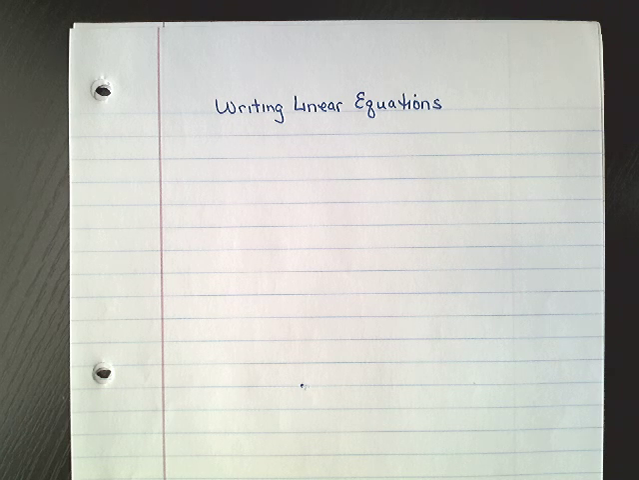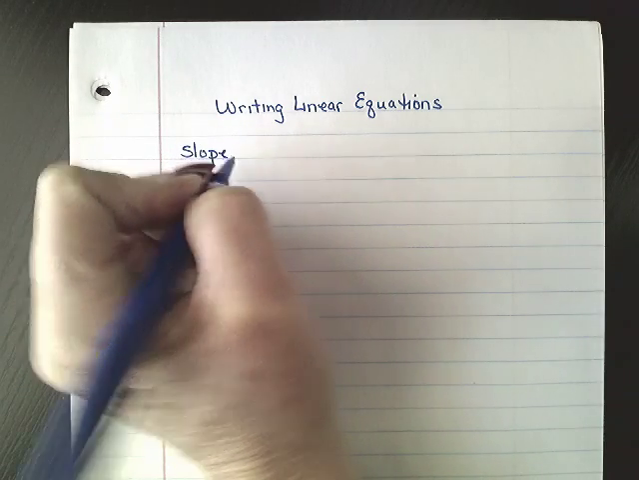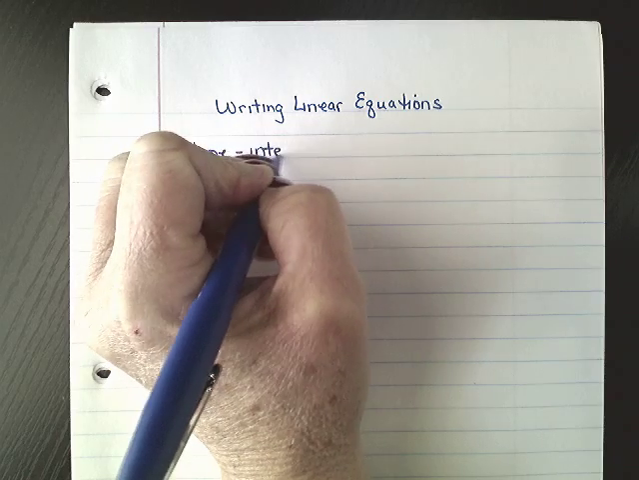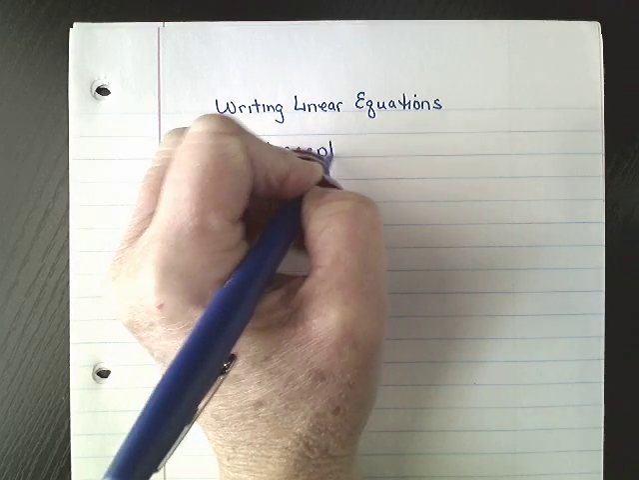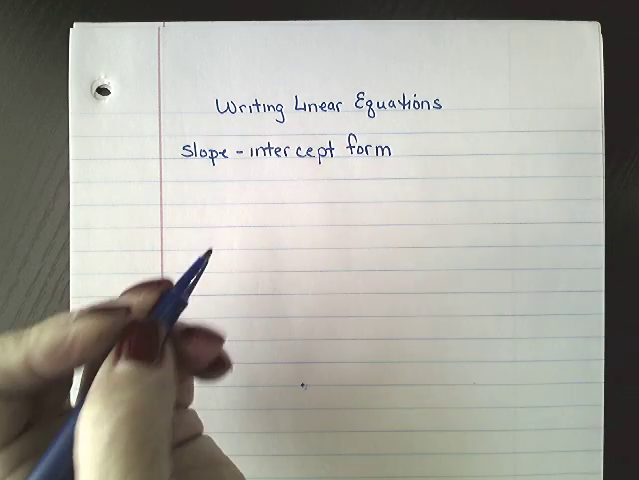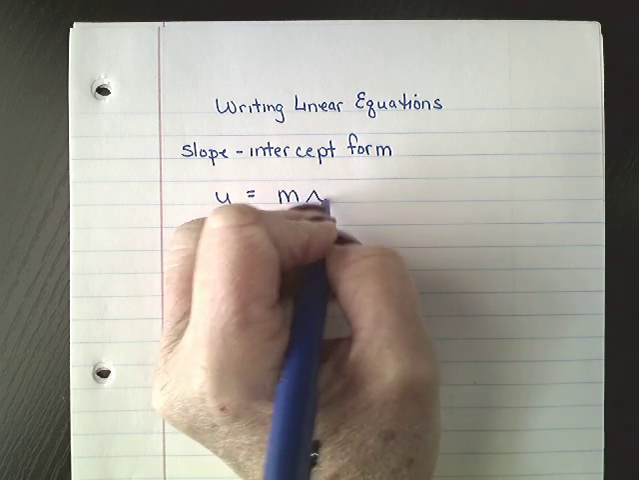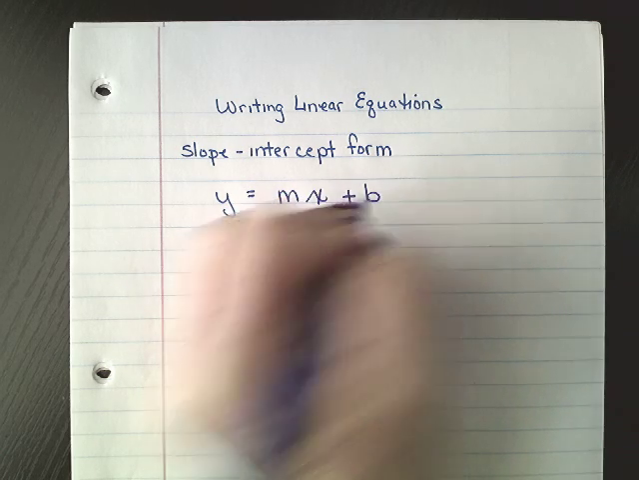All right, so today we're going to discuss how we're going to start writing linear equations. So we've learned about slope, we've learned how to find slope. Now there's a second part to that equation. So we're going to talk today about slope intercept form. That would be y equals mx plus b.